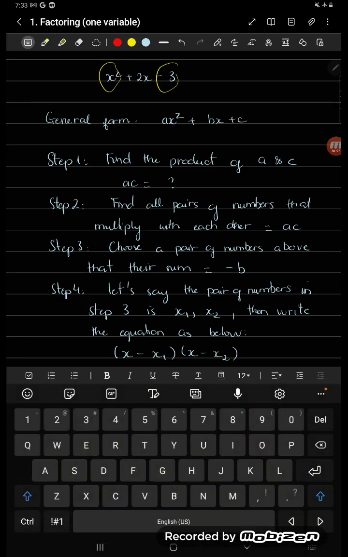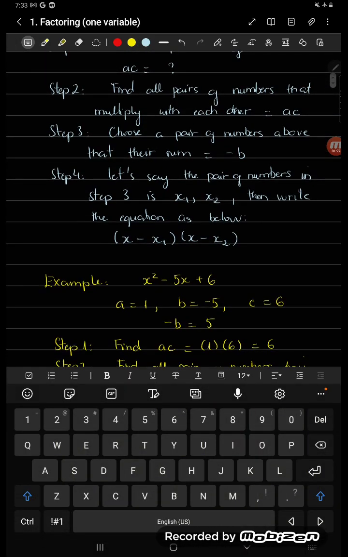Okay, and then in step 2, we need to find all pairs of numbers that multiply with each other to equal AC. In step 3, we need to choose a pair of numbers from step 2 whose sum equals negative b. Remember, negative b, not b.